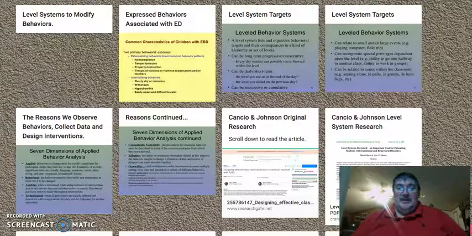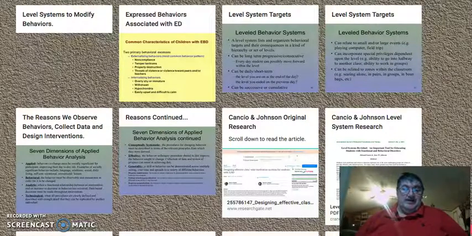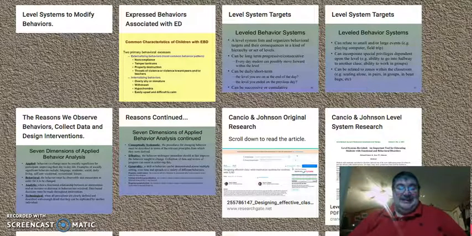Hello, my name is Jim Hanna, and I am a teacher at Mount Vernon, Ohio, at the Learning Center, a school designed for ED students. And the system I chose to learn more about was called level systems, which are used to modify especially students with ED behaviors.